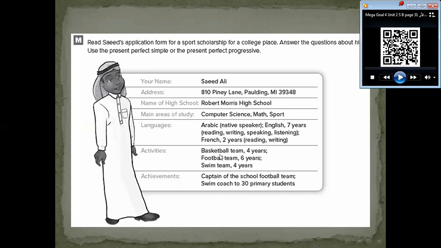Main areas of study computer science, math, sport. Language Arabic native speaker. English 7 years reading, writing, speaking, listening. French 2 years reading, writing. Activities basketball team 4 years, football team 6 years, swim team 4 years. Achievement captain of the school football team, swim coach to 30 primary students. Okay, excellent. Thanks for you, Badr.